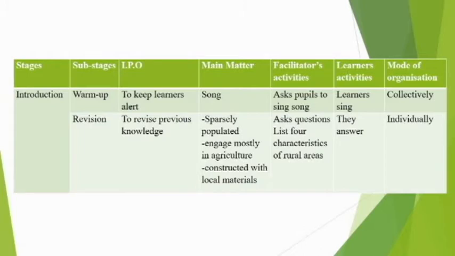We go to revision. At the level of revision, the IPO here is to revise previous knowledge. And the main matter is: sparsely populated, engaged mostly in agriculture. These are characteristics and differences of the town, which is our lesson of today. This is basically types of settlement. So that's what we will put here at the level of main matter.